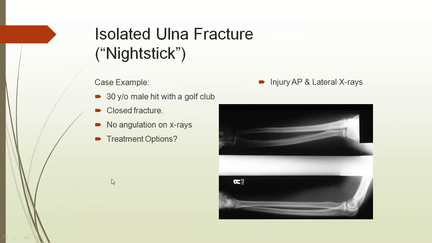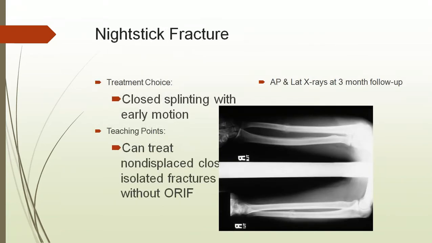For example, consider this case: a 30 year old male hit with a golf club. There is a closed fracture of the isolated ulna. There is no angulation, the ulna is intact and straight. So what is the treatment option? In such cases we will manage conservatively. We put a slab or cast. After closed splinting, at 3 months follow-up, you can see the formation of callus here. It is already united.